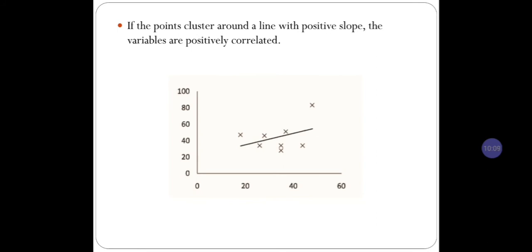Next, if the points cluster around a line with a positive slope, the variables are positively correlated. See the slope there. The points are here and there, but the slope is upward. Then it is positively correlated.